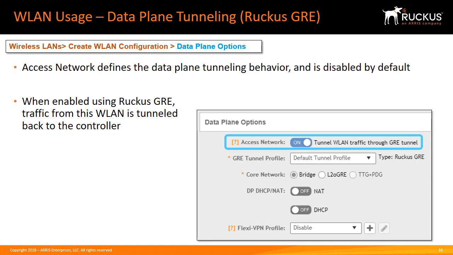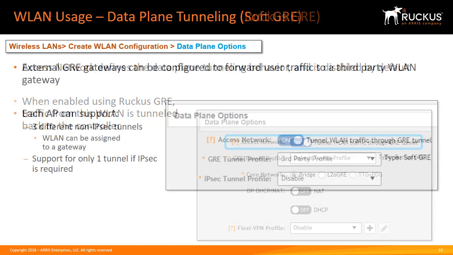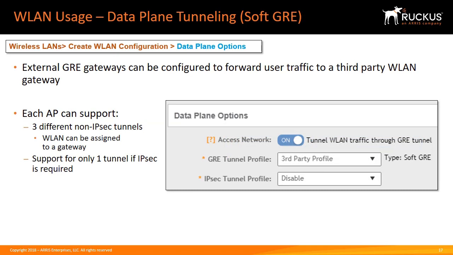When tunneling through the Ruckus GRE tunnel, additional core network options include core network, data plane DHCP/NAT options, and if you're using a virtual SmartZone instance, a Flexi VPN data plane profile option is available as well. As mentioned in earlier modules, each AP can support soft GRE tunnels to external GRE gateways. To use these, the soft GRE tunnels need to be configured and associated with the zone.